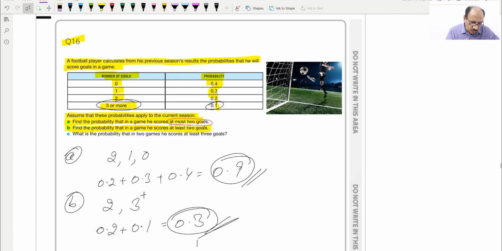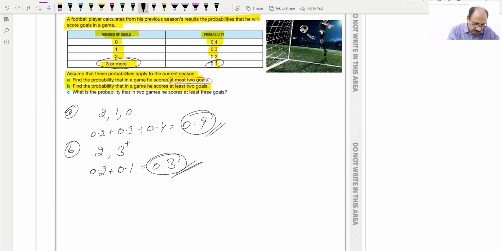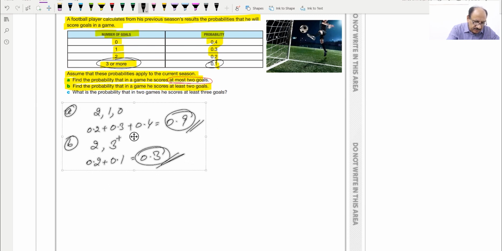at least 2 goals. Now C part is a little tricky. We will be doing C part carefully, and you will have to understand this C part. So C part says, what is the probability that in 2 games he scores at least 3 goals. So at least 3 goals will be what? In 2 games, what are the options possible?